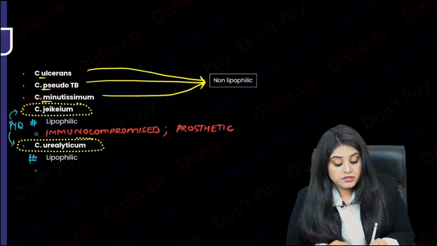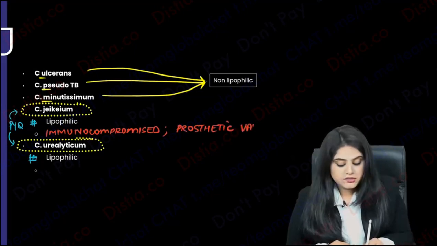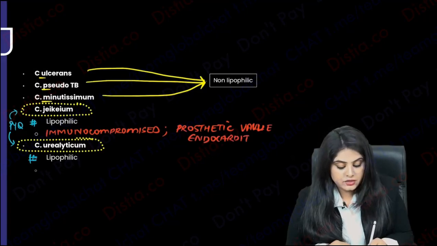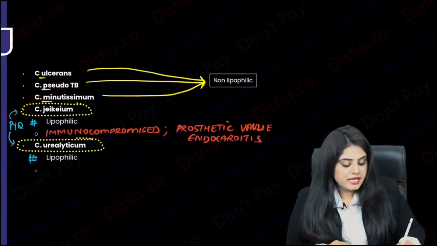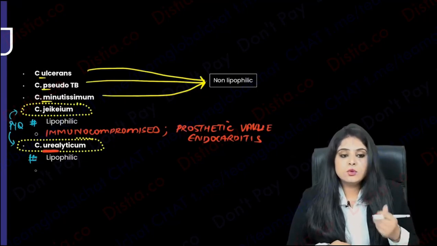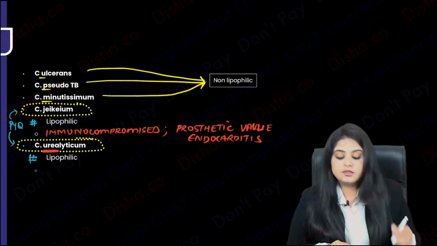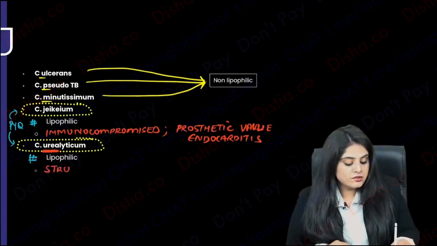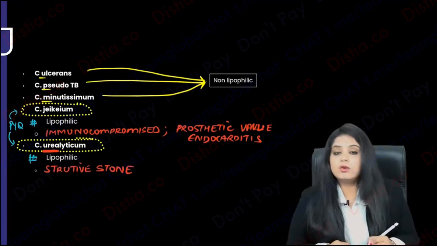It is implicated in causing prosthetic valve endocarditis. That is the only question that you can get on it. Whereas urealyticum, see, anything that has urease or urea related ability causes a stone. Like Proteus bacteria, I'll tell you in a while, Proteus also has urease ability, so it causes a stone, and that stone is the struvite stone in the kidney. So remember this, urealyticum also causes struvite stone.